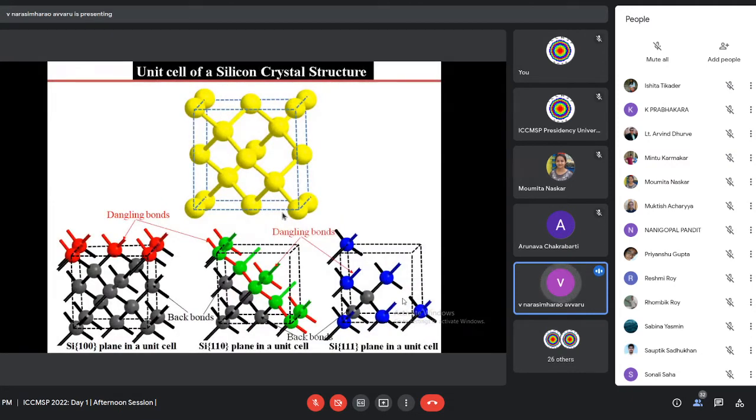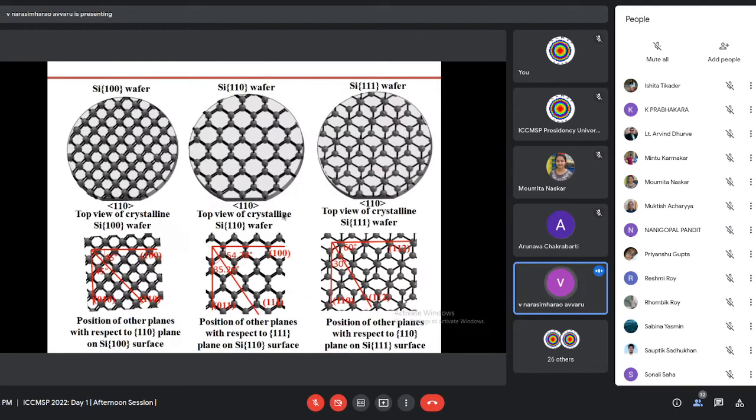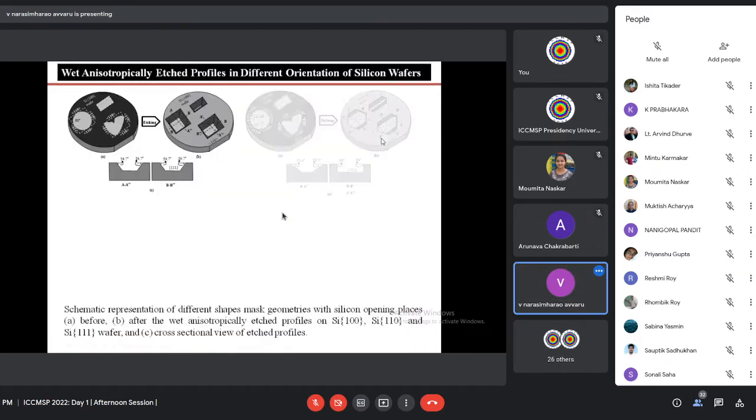This is the unit cell of crystalline silicon. In anisotropic etching, different orientations have different etch rates, because the surfaces of different orientations have different shapes. This is the schematic view before and after wet anisotropic etching. Different shapes of structures are opened after etching on the silicon wafer.